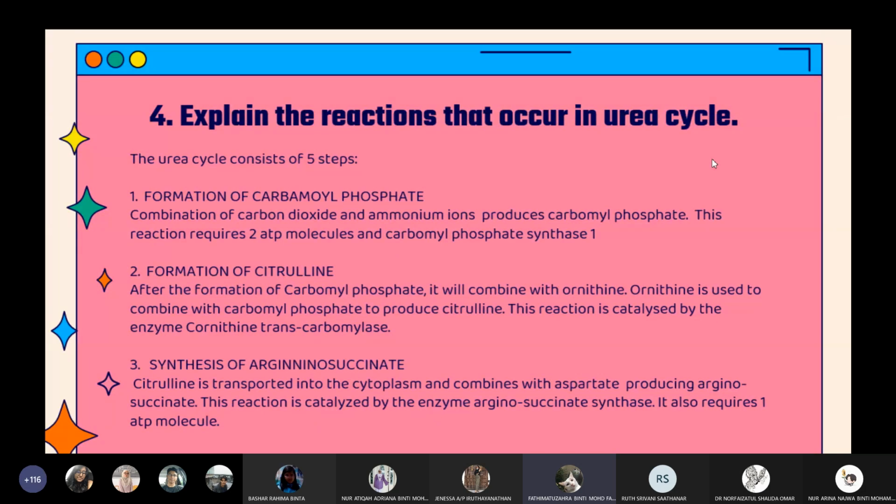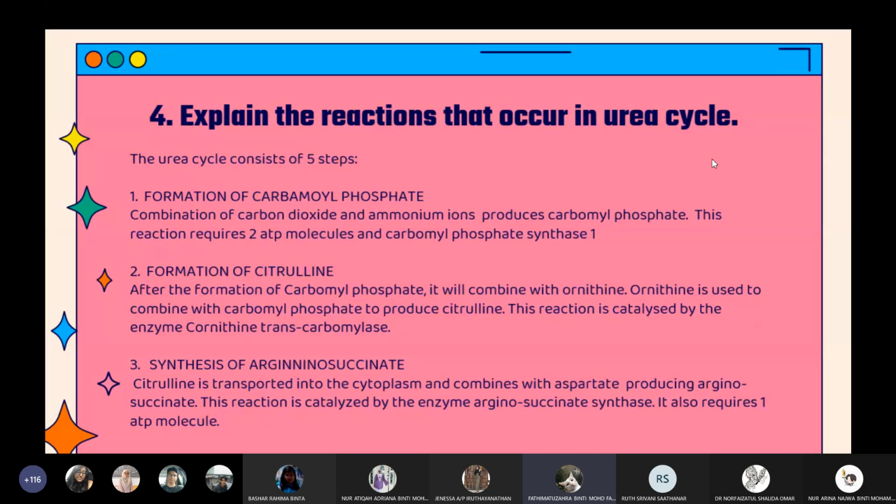Question 4 is: explain the reactions that occur in the urea cycle. Now we understand the importance of the urea cycle, I will explain the main steps. There are 5 steps that we need to understand. But before I begin, you need to understand that the urea cycle occurs in the liver cells. The first 2 steps take place in the mitochondria of the liver cells, and the remaining 3 steps occur in the cytoplasm of the liver cells.